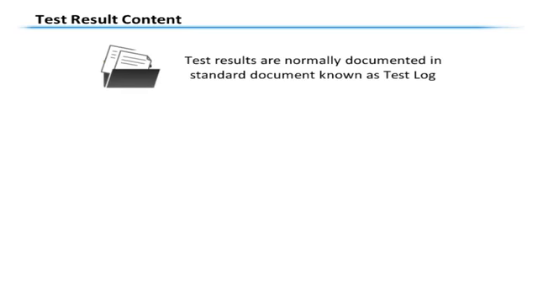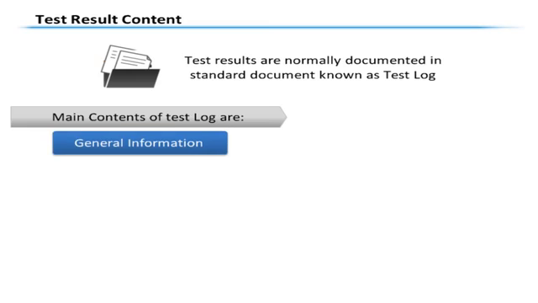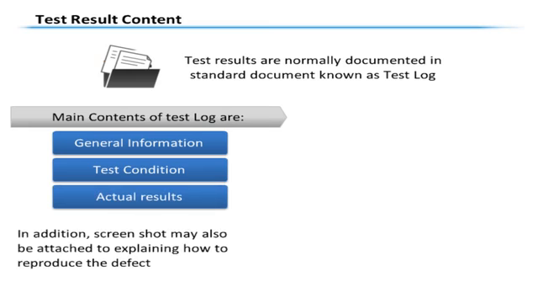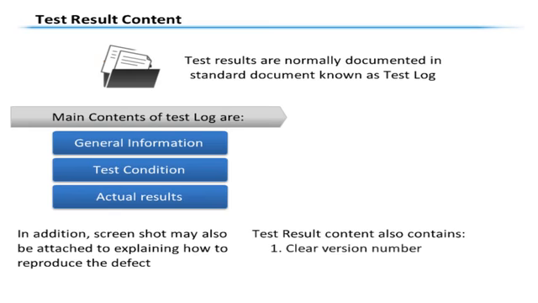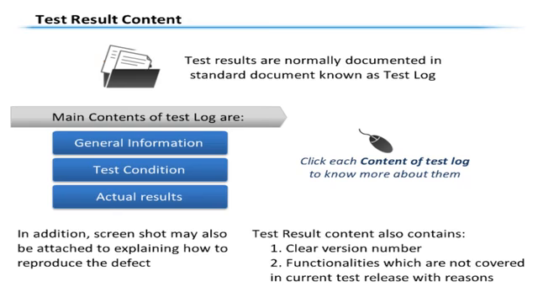Test result content. Test logs are documents which record the test results of the test cases which are already executed. The main content of a test log is, of course, the general information, the test conditions, the actual results. In addition, actual defect screenshots may also be attached. It should include detailed steps of the test so that it will be very easy to reproduce the defect at the developer end. A clear version number of the software being tested, and of course the functionalities which are not covered in current test releases, with reasons why. Click each content of the test log to learn more about them.